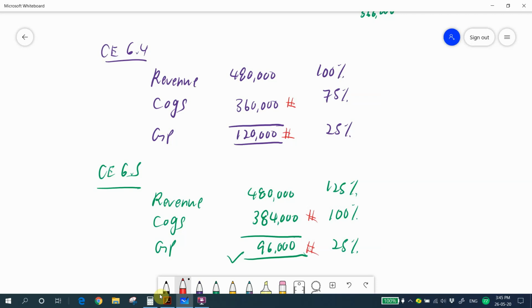So from this comparison, what can we understand? We can know that margin provides higher profit. Let's say the percentage is the same, 25%. For margin, the gross profit is 120,000, but for markup it's only 96,000. Why? Because margin is based on revenue. Revenue is normally higher than your cost of goods sold because you want to earn money. Your revenue must be set higher than your cost of goods sold. That's why if your profit is based on revenue, you can get a higher profit.